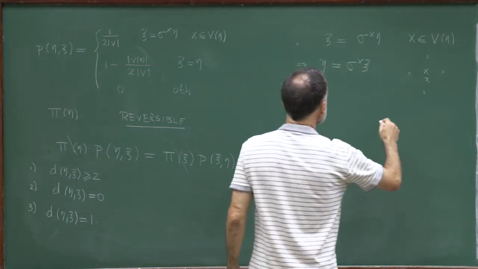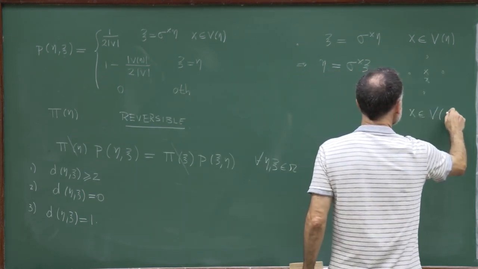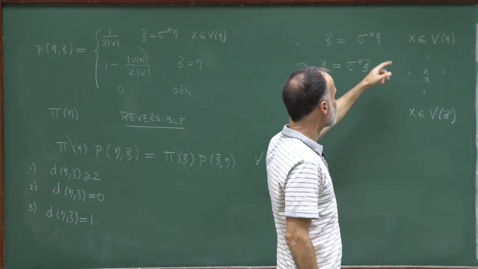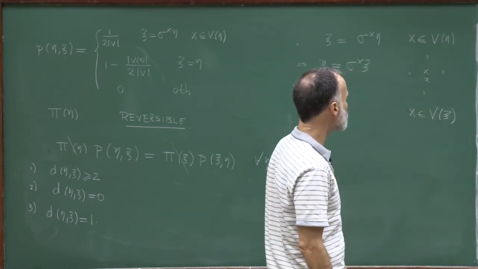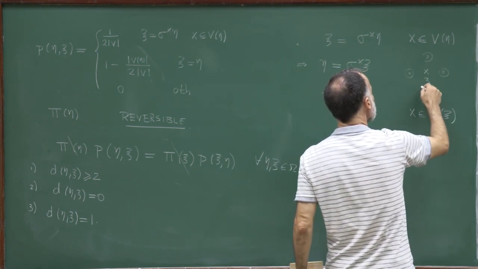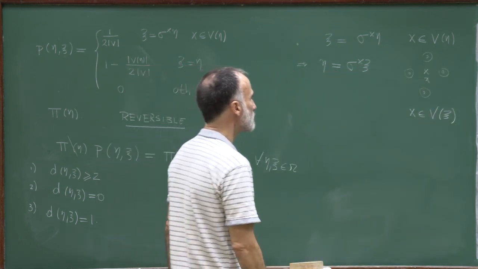And also, x belongs to v of psi. Because since psi and eta coincide on all the other sites, these sites, if they are empty for eta, they are also empty for psi. And if they are empty for psi, they are empty for eta.